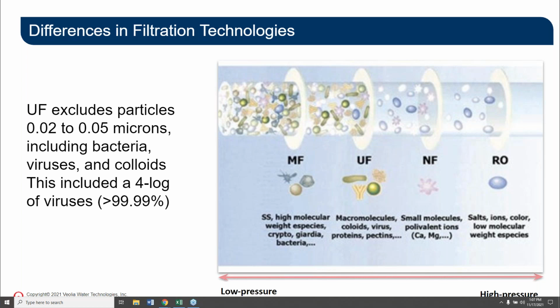UF does reject solutes ranging from a size of 0.005 microns and larger. And as you can see in the figure, it kind of compares that to the other processes you may be familiar with. One of the most important things to remember is that the pore size distribution and the uniformity, rather than the chemical nature of a solution, is what determines how well UF separates.